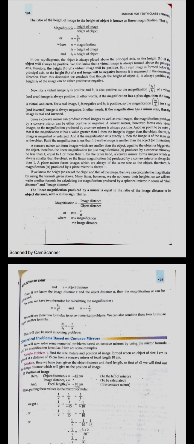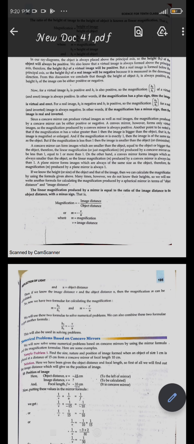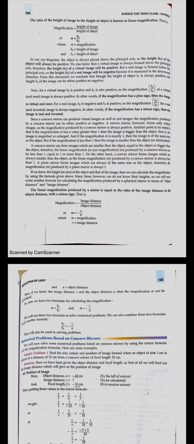So if we are taking the real image, then it is always an inverted image. And an inverted image is always in the down direction from where the object is kept. This down direction means that it is on the negative axis, that is, according to the y-axis it is in the negative direction. So it will be a real image.